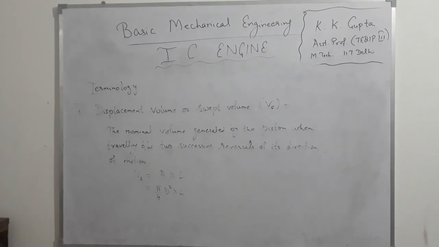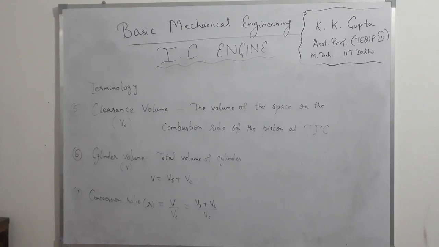Next is displacement volume, also called swept volume, represented by Vs. It is the volume generated by the piston when traveling between two successive reversals of its direction of motion. It means it is the volume generated by the piston when piston moves from one end to another end in the cylinder. So it can be mathematically expressed as capital A into capital L, where capital A is the piston area, and capital L is the stroke length. Capital A is pi/4 D square, and when we multiply it with stroke length, we get the displacement volume.